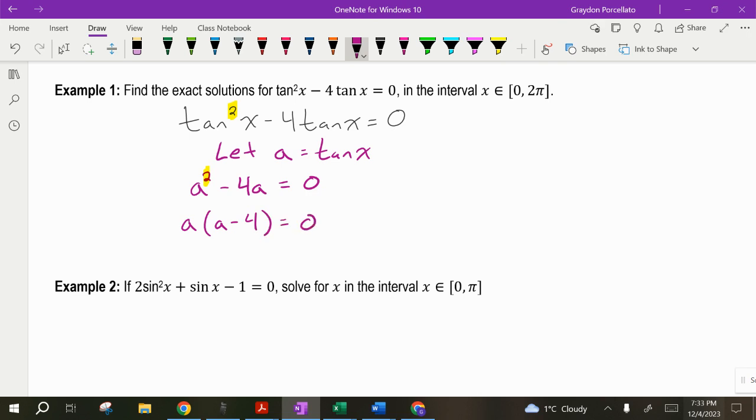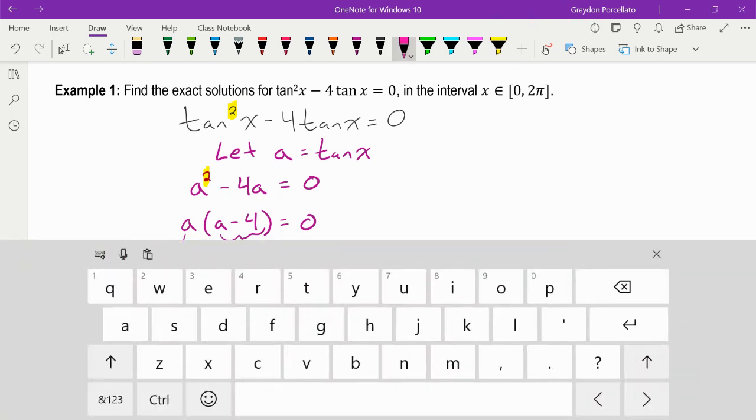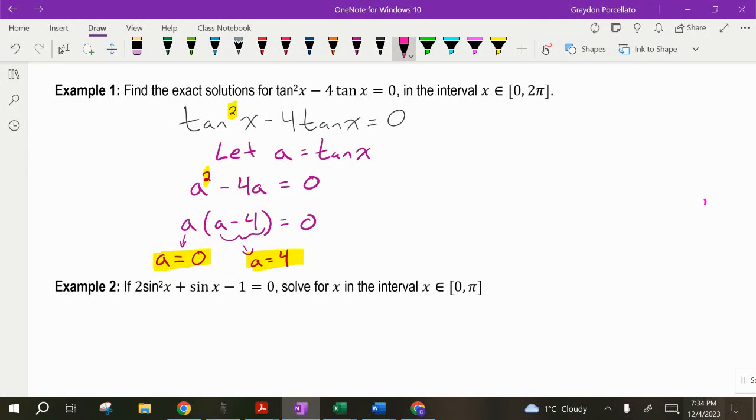So what are my solutions? Well, the solution for this one would be either a equals 0, or for this one, a equals 4. Okay? Now remember, we are not solving for a. We earlier said what a is equal to, and we have that a is equal to tan x.